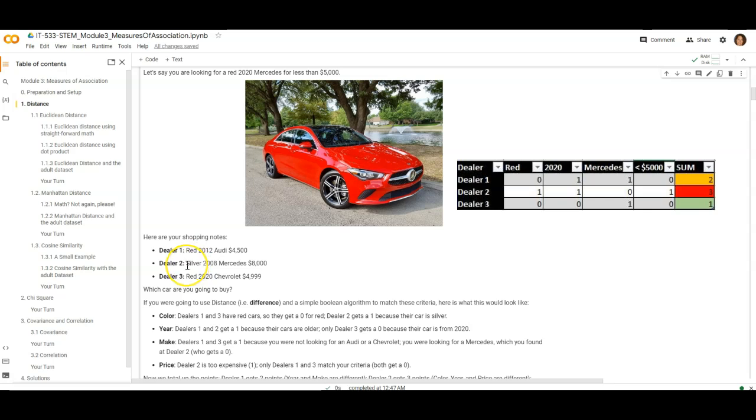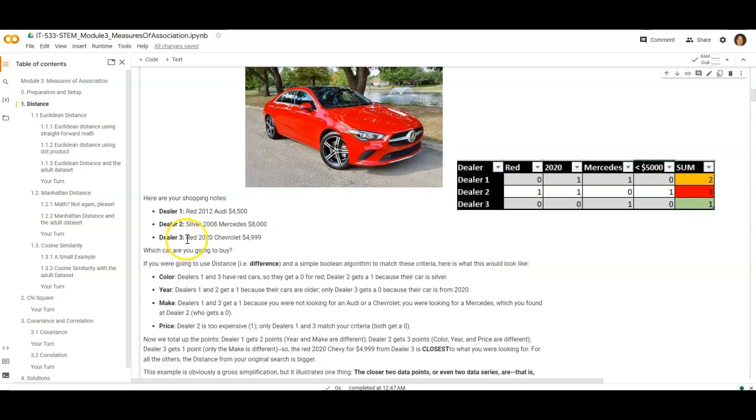And the distance is largest between dealer number 2 and the car that we had been looking for, even though dealer number 2 offers a Mercedes. So if we are looking at distance or difference in order to help us decide which car to purchase, then we would clearly go with the red 2020 Chevrolet for $4,999 from dealer number 3.